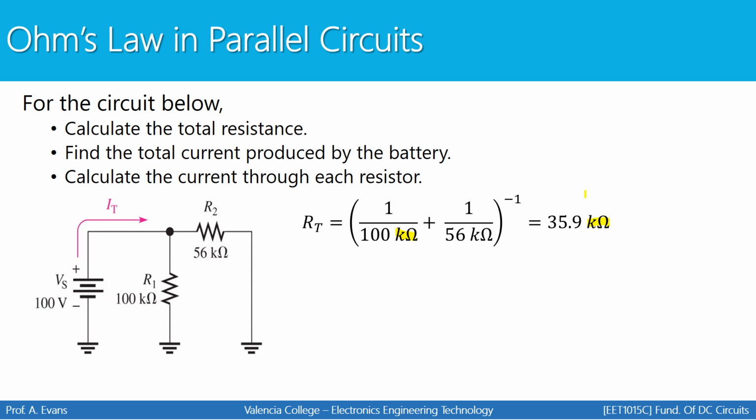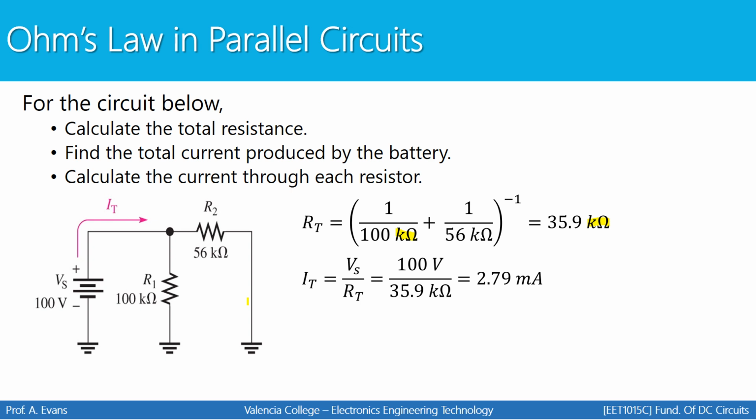Now that we have the total resistance, we can use Ohm's law to find the total current. Total current has to be the source voltage divided by that total resistance value we just found. The source voltage is 100 volts, so you're going to take 100 volts and divide by 35.9 kiloohms to get your total current flowing in the circuit. So keep in mind that total current is what begins to flow from the voltage source. It's then going to split into two paths. So our next goal is to figure out how much goes on each path.